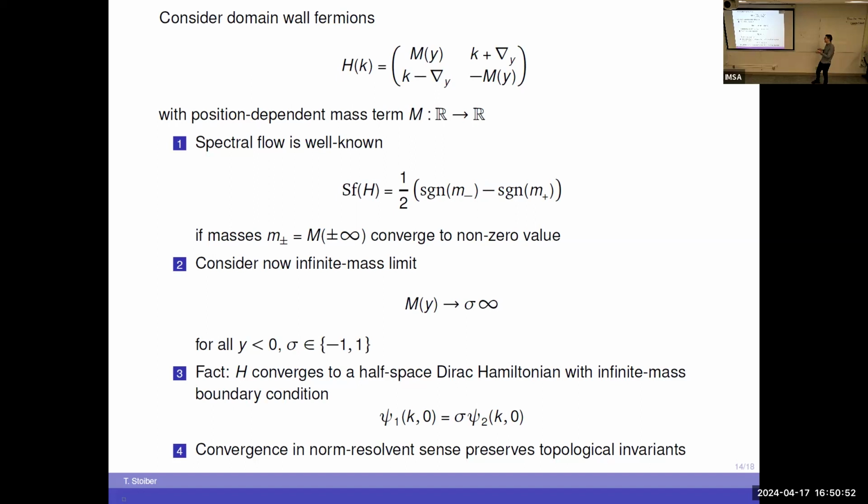And this convergence is actually in the so-called norm resolvent sense, which is a very strong topology, which tells us that the topological invariants are preserved. What this means is that whatever boundary condition this is, it must have the same number of edge states as our interface problem had. So we know that we also get at least two boundary conditions which have a different number of edge modes.